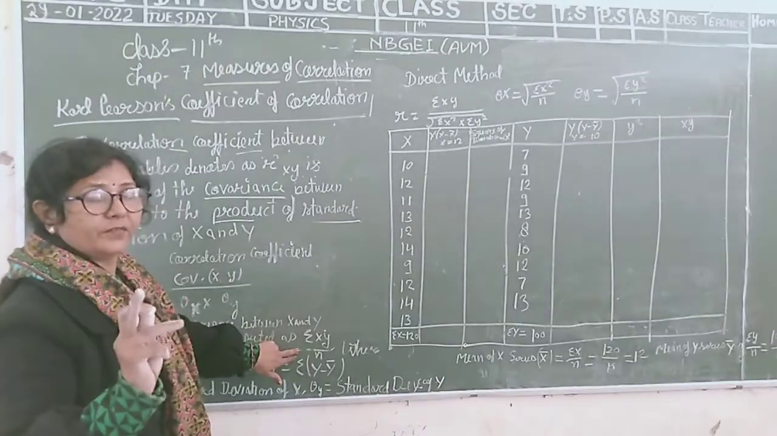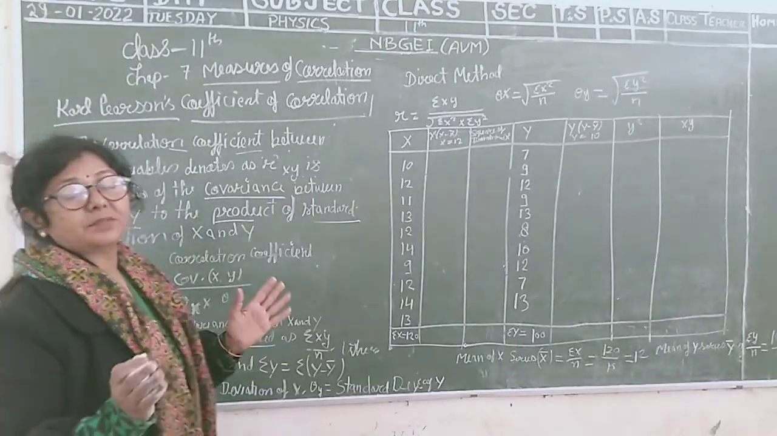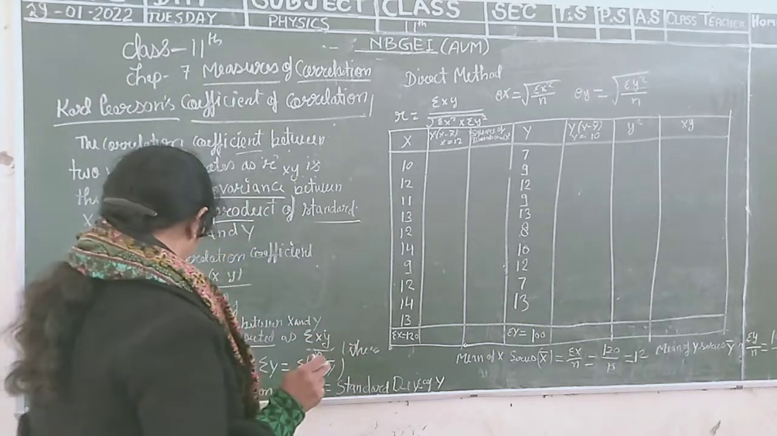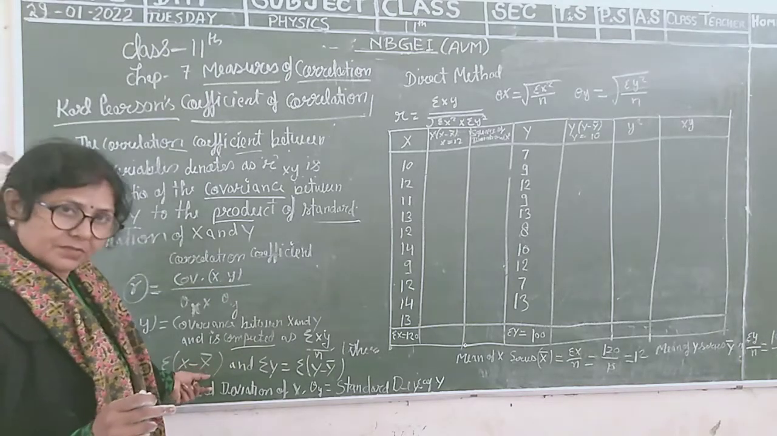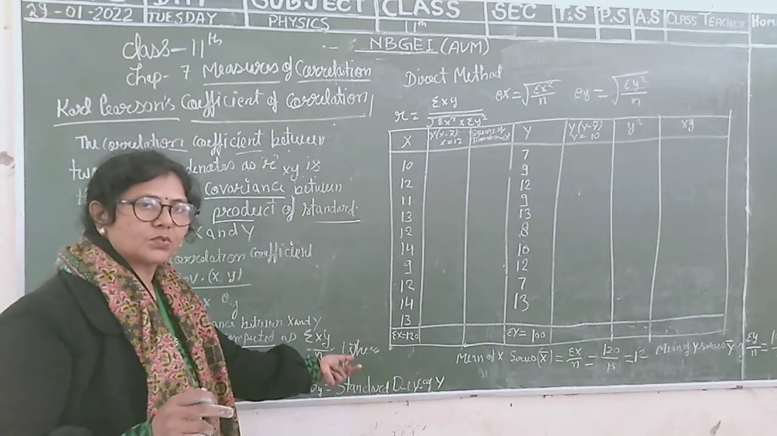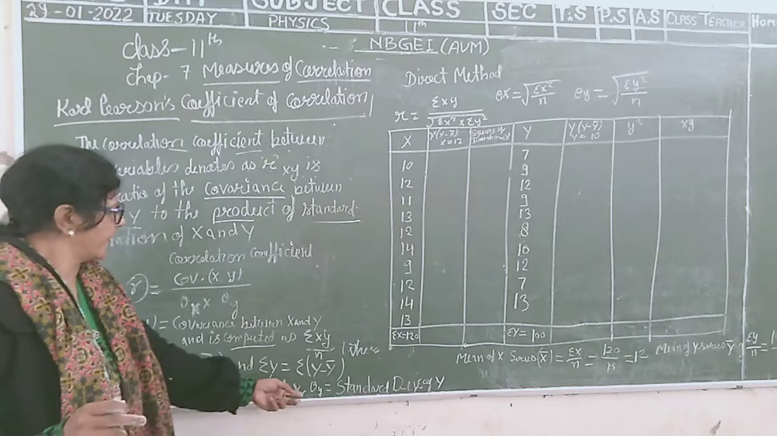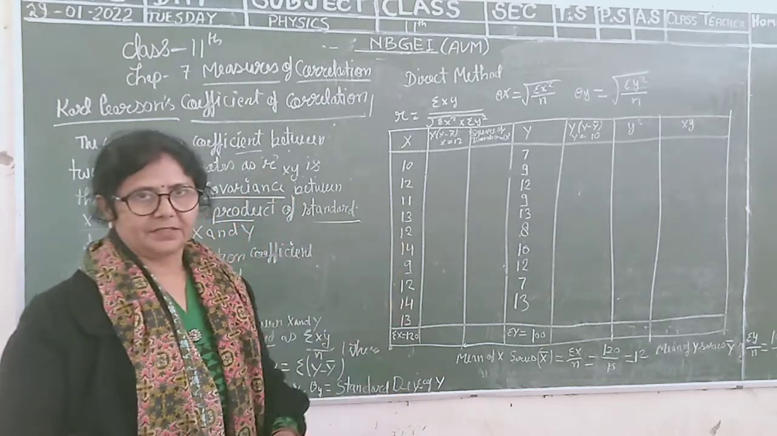x y upon n, where x equals x minus x mean, y equals y minus y mean, sigma x equals the standard deviation of x, and sigma y equals the standard deviation of y.